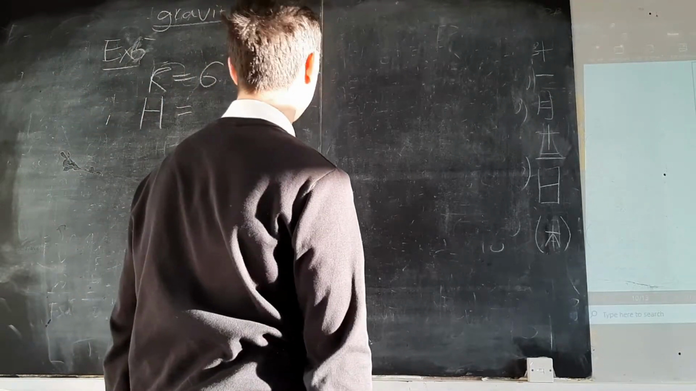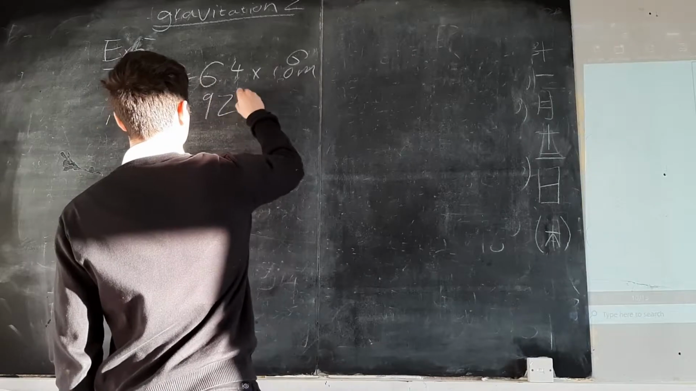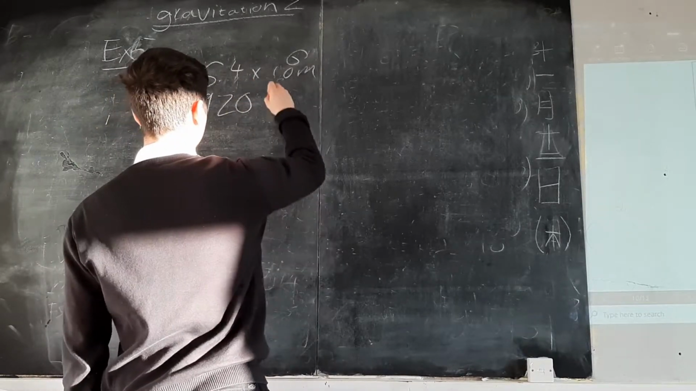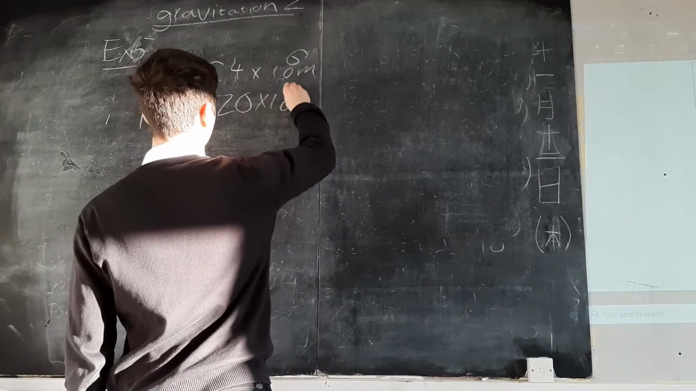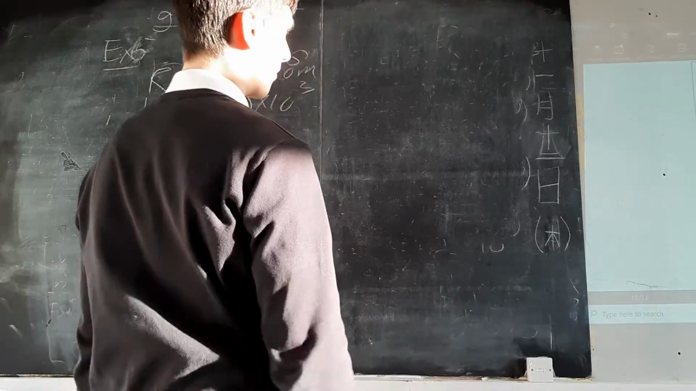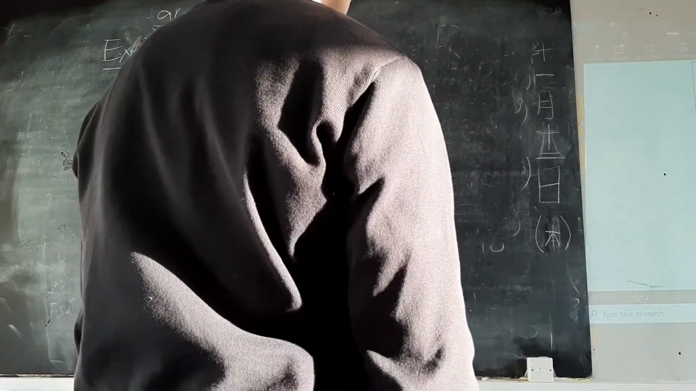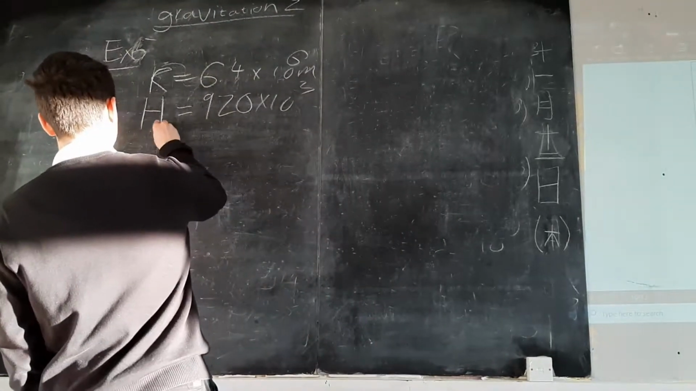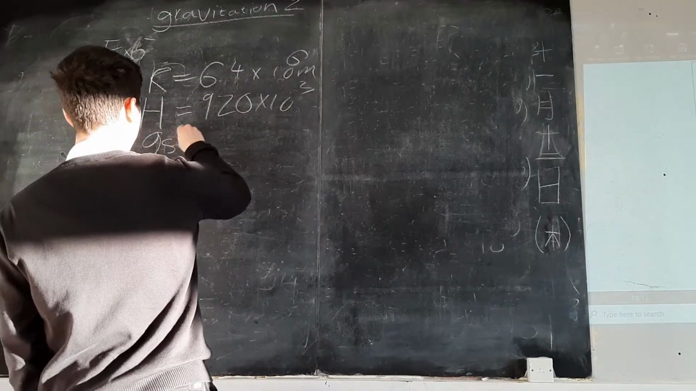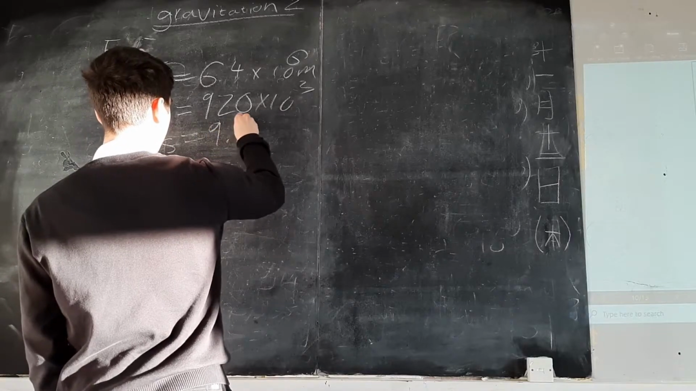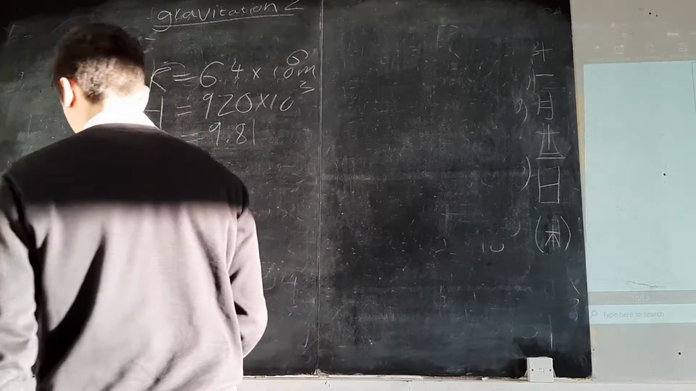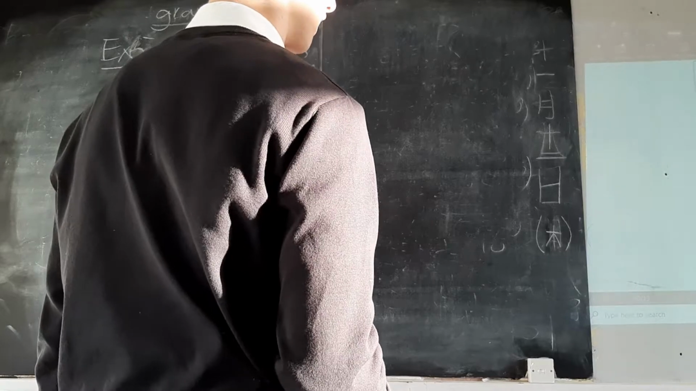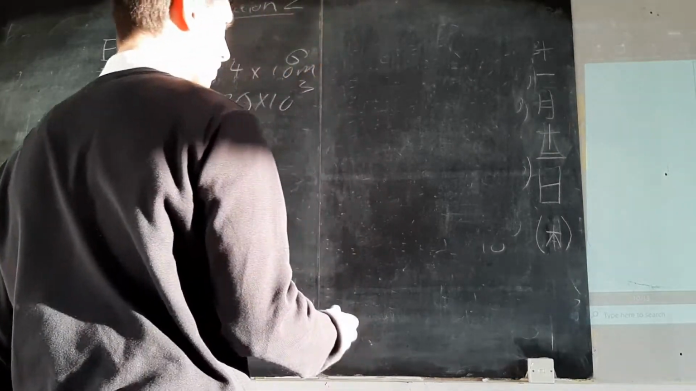920 times 10 to the 3. Calculate the magnitude of acceleration due to gravity at this height. Because we know Gs equals 9.8 meters per second squared. That's great. So we have two distances, one value.